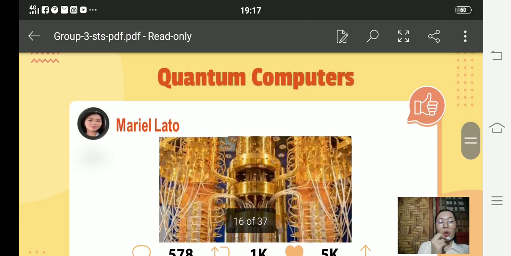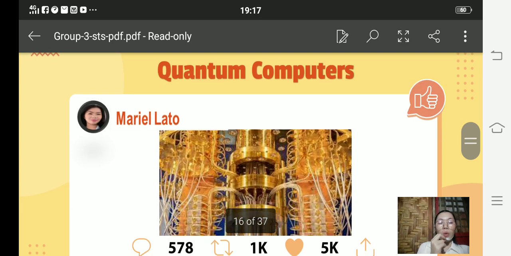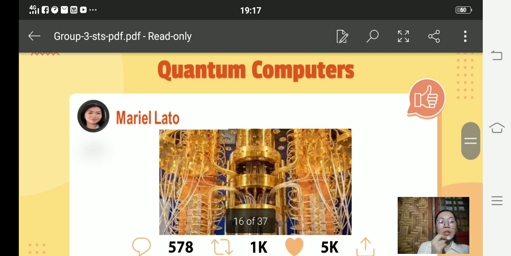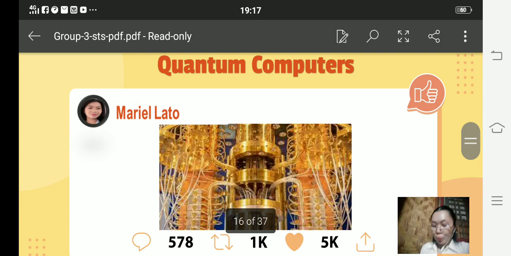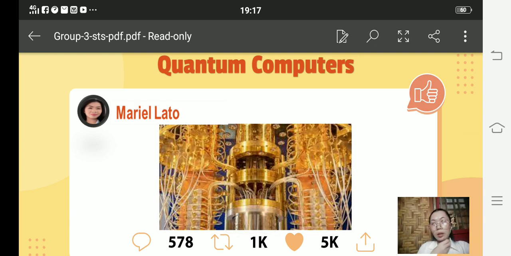Next are the quantum computers. The first quantum theories on computers occurred in 1981 at Argonne National Laboratory. By using subatomic particles, quantum computers may have the ability to represent numbers in different states simultaneously.